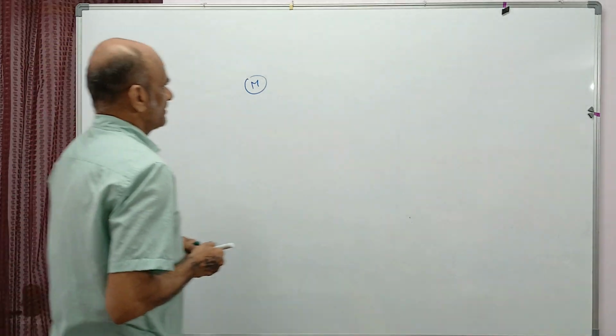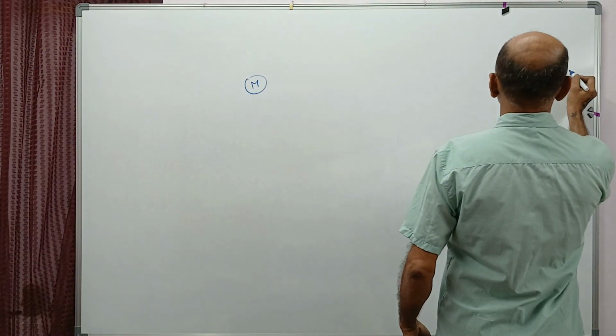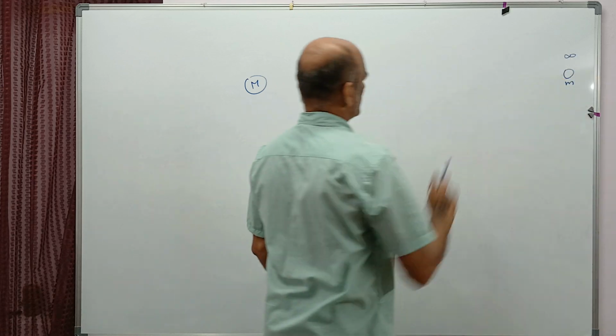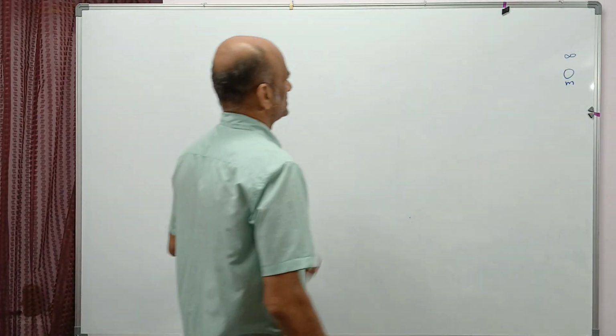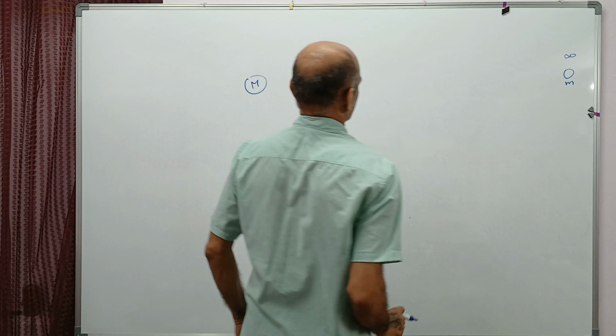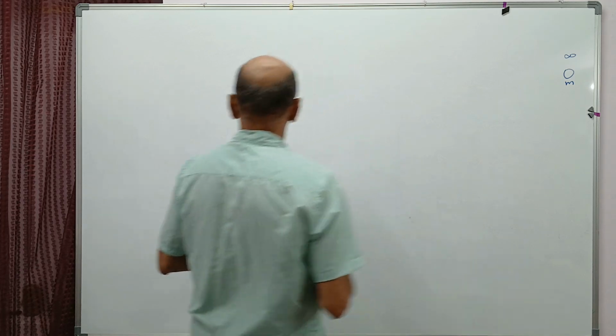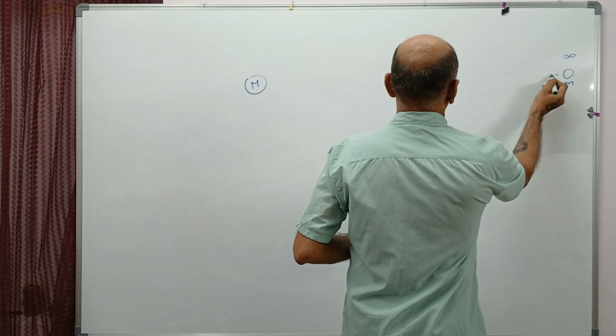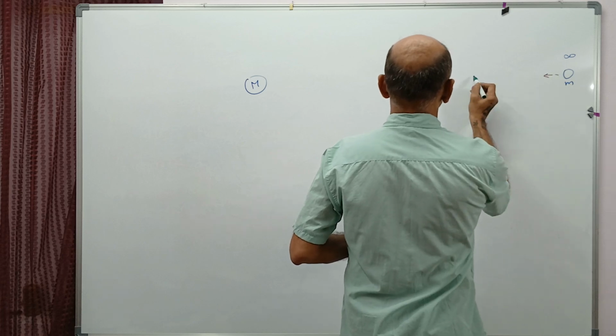This is a mass m, capital M, and say initially the small mass m is at infinite distance and the velocity will be 0. As the force is acting on this mass towards this bigger mass, it will move towards this mass and will come here.